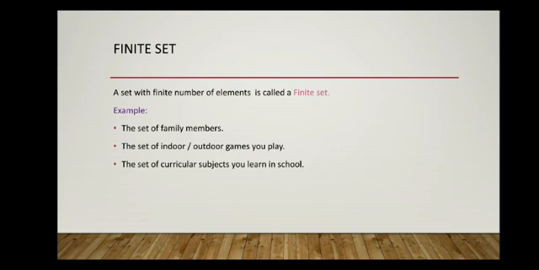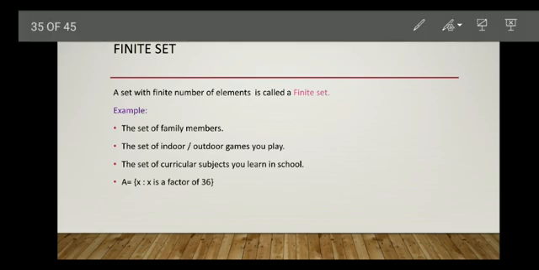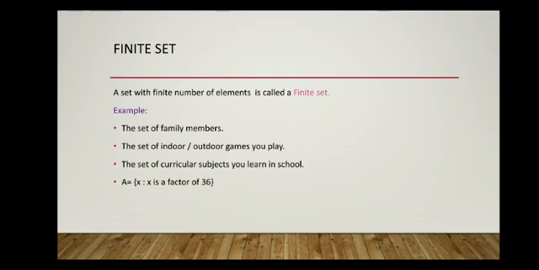So if a set is having finite elements, then that set is called a finite set. See here, A is equal to the set of all x such that x is a factor of 36. What are all the factors of 36? The numbers which divide 36 are the factors of 36. So 1, 2, 3, 4, 6, 9, 18, 36. All these numbers are factors of 36. We can list down the elements and there are only a finite number of factors of 36. So this set is also a finite set.